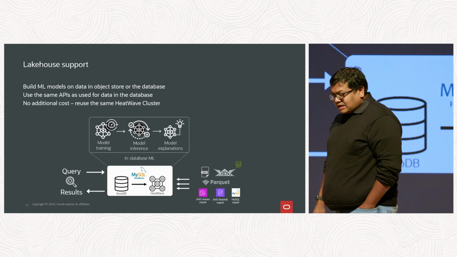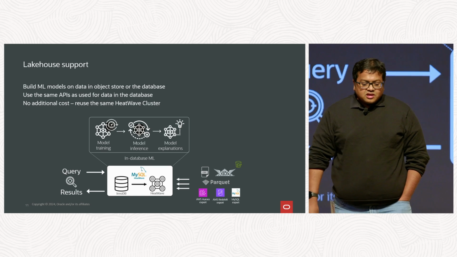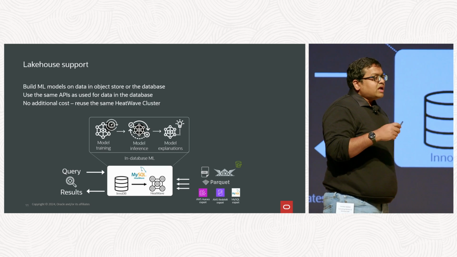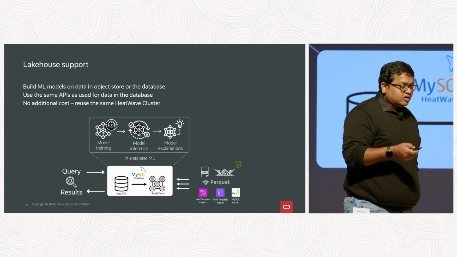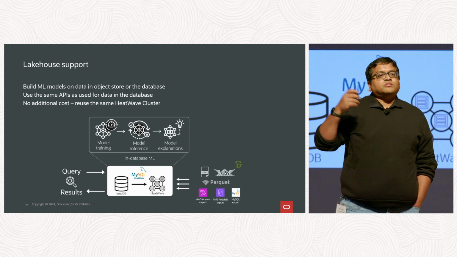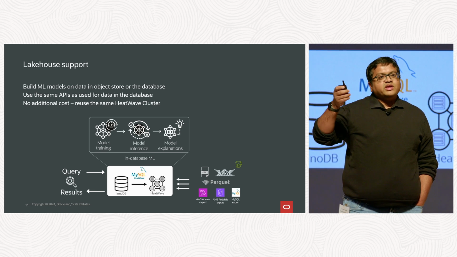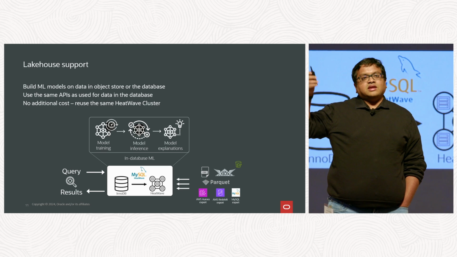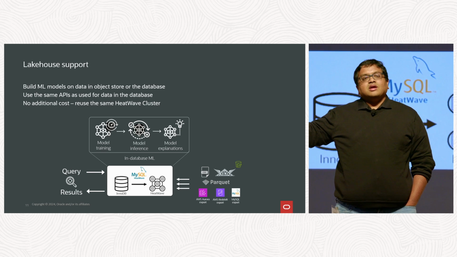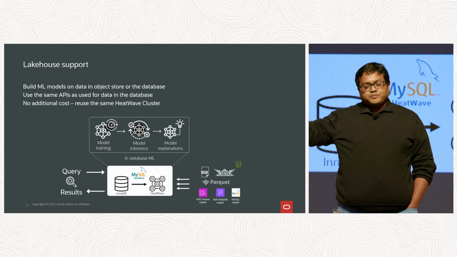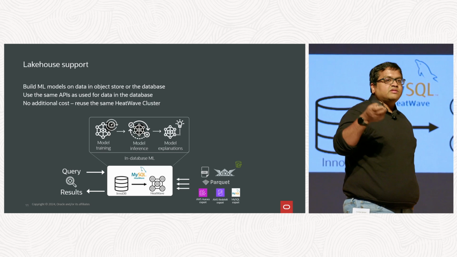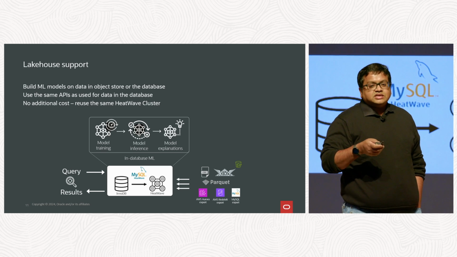So another thing we have added recently is Lakehouse support. As I said earlier, we can now train machine learning models on data sitting in the object store. So if you have, let's say, a CSV sitting in some bucket, in S3 or OCI, you just point ML train to that data using Lakehouse, and then we can ingest it and train a model on the data.